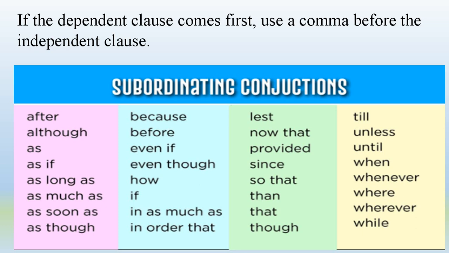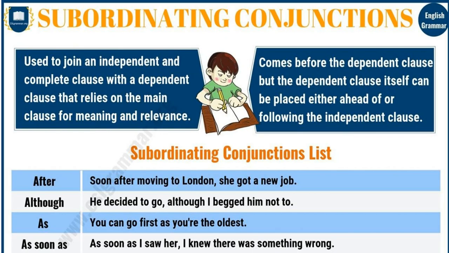So again, here is a list of subordinating conjunctions. We can go through it. Subordinating conjunctions, let's have a summary. They are used to join an independent and complete clause with a dependent clause that relies on the main clause for meaning and relevance. The subordinating conjunction comes before the dependent clause, but the dependent clause itself can be placed either ahead of or following the independent clause.